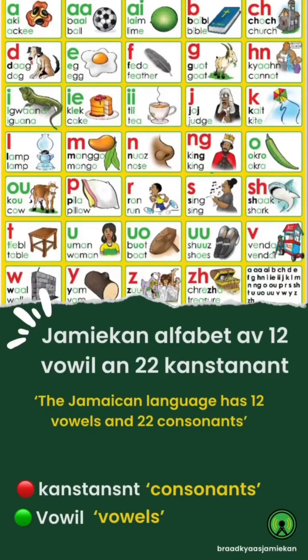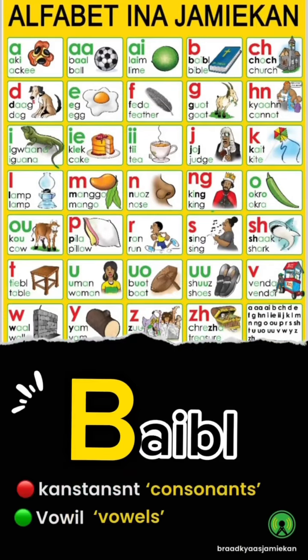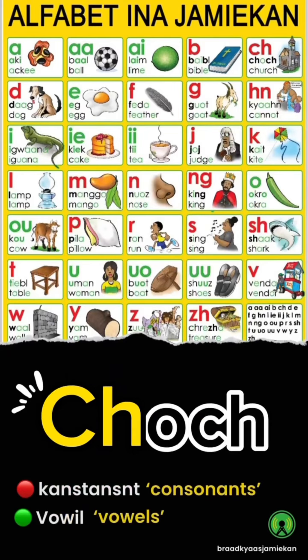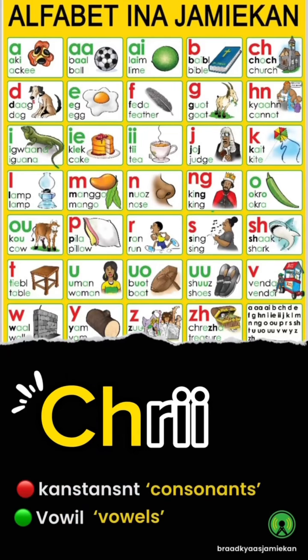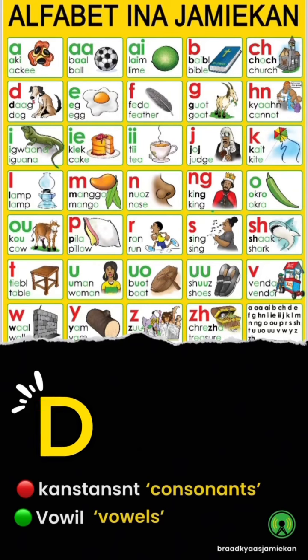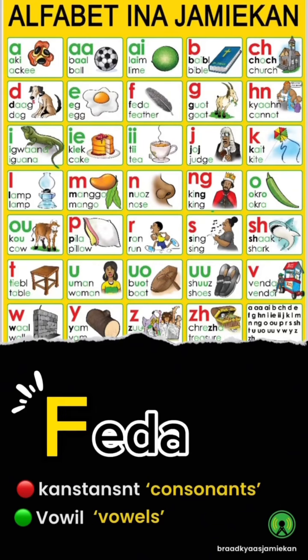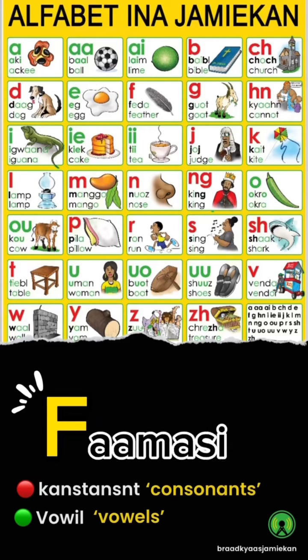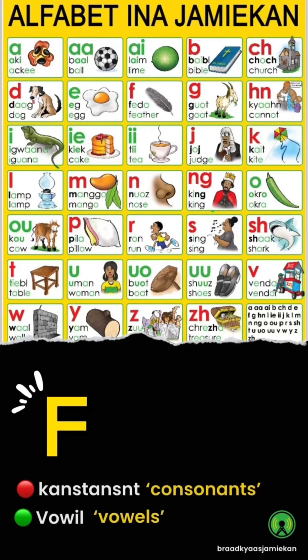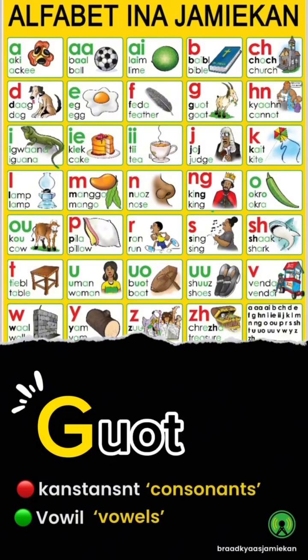Look at the consonants now. B, as in Bible. Ch, church, tree. Anytime you hear the ch sound, it's CH. D, dog, dumpling, darkest. F, feather, pharmacy, photo. F, are always F. G, goat.